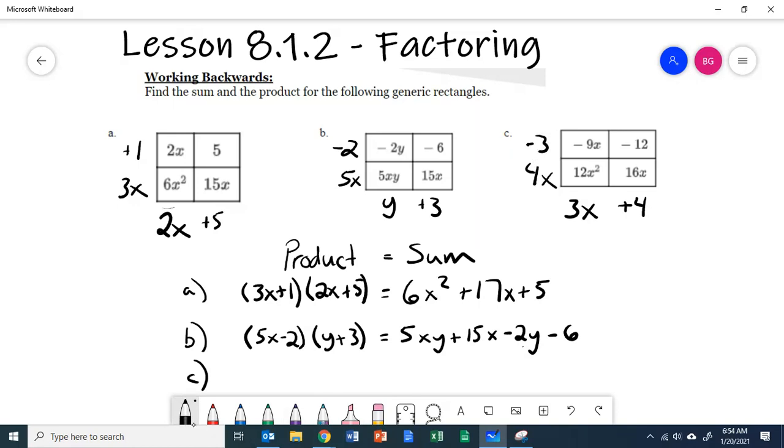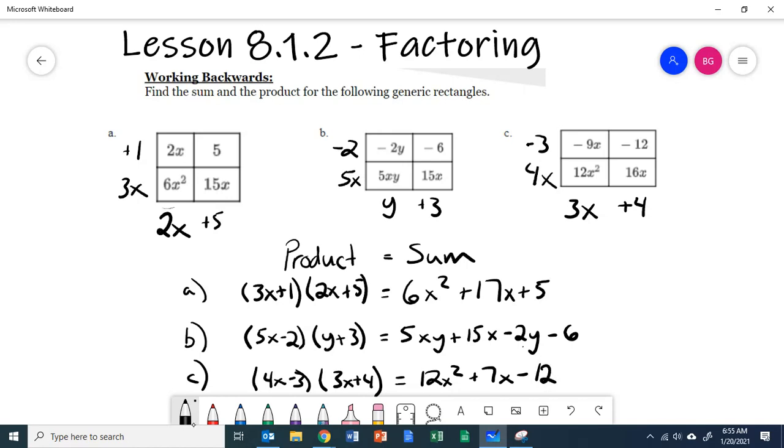So now write out your product and sum. You would have 4x minus 3 times 3x plus 4. And for your sum, you just need to combine like terms. That was 12x squared, and then the negative 9x and the 16x combined together would be plus 7x. And then you have the minus 12 as well at the end.